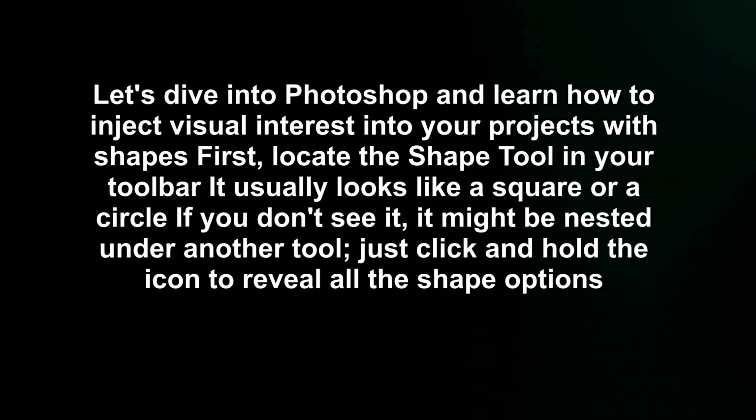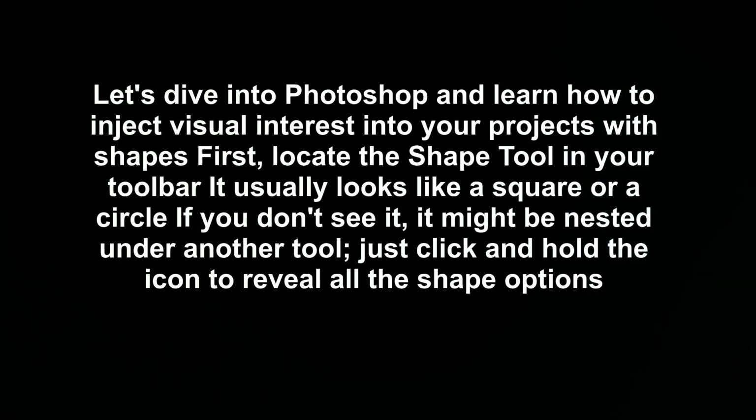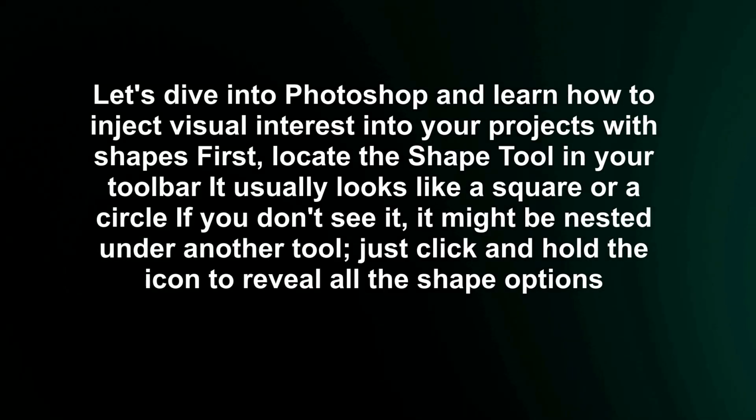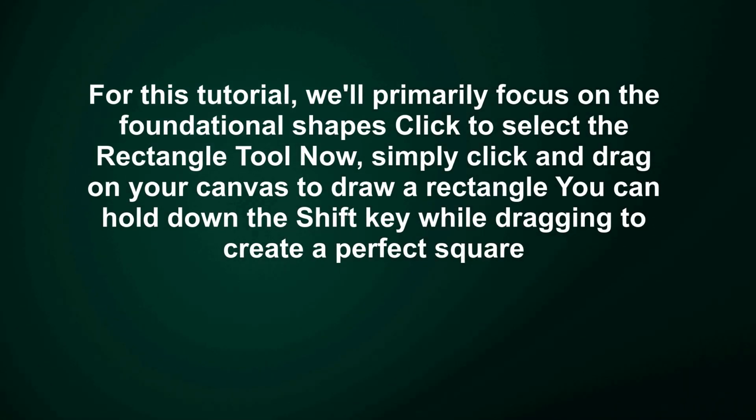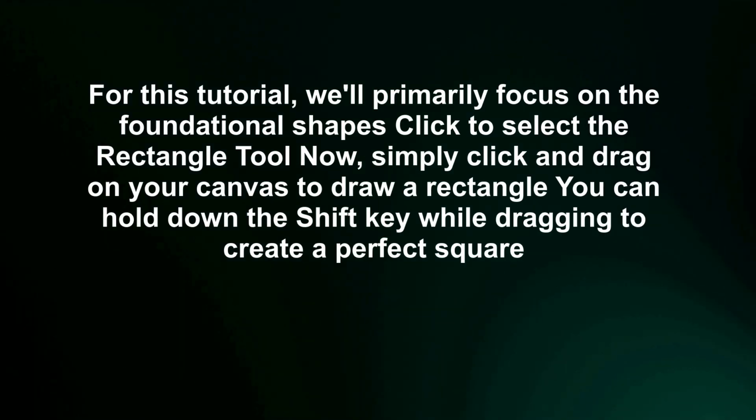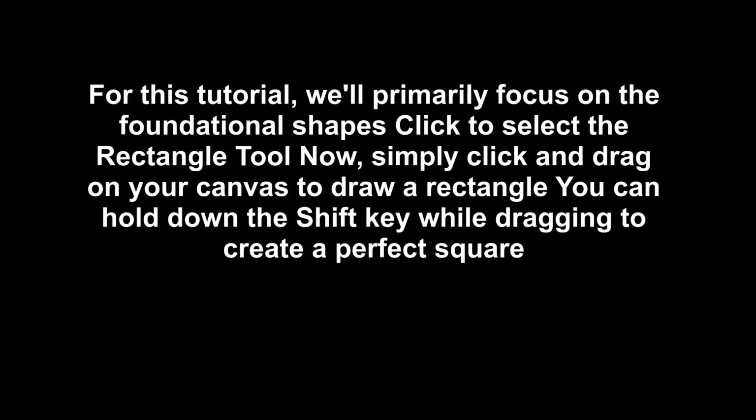It usually looks like a square or a circle. If you don't see it, it might be nested under another tool. Just click and hold the icon to reveal all the shape options. For this tutorial, we'll primarily focus on the foundational shapes. Click to select the rectangle tool now.